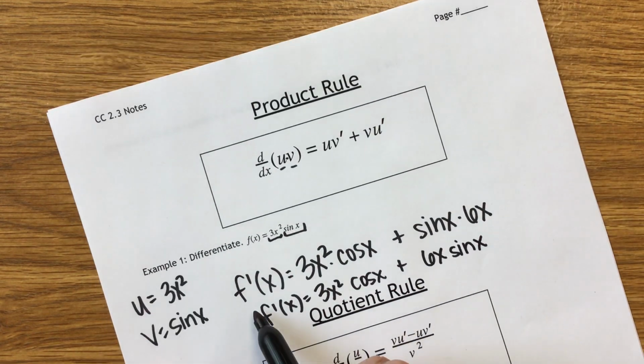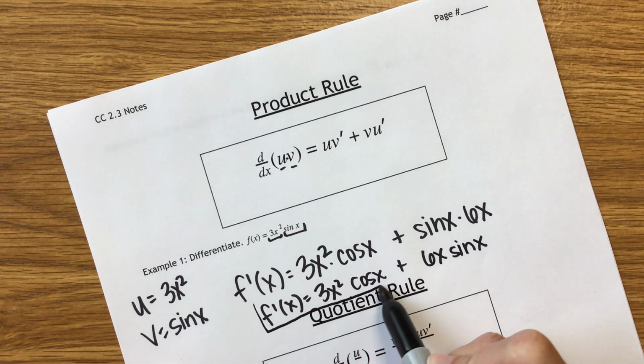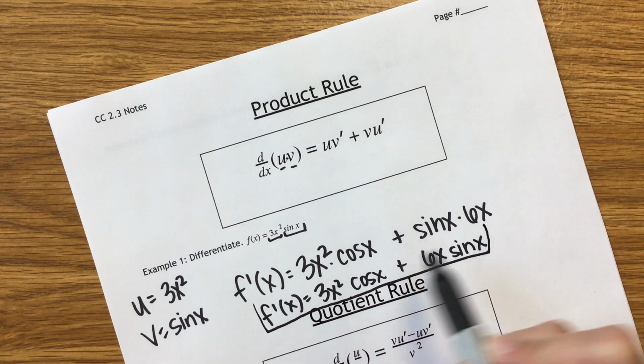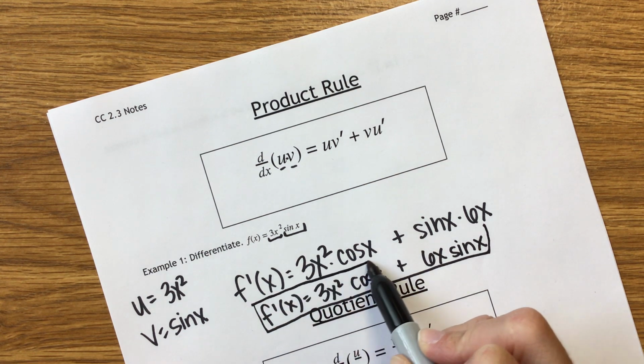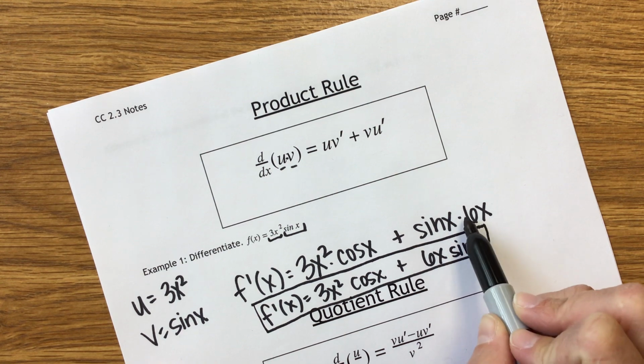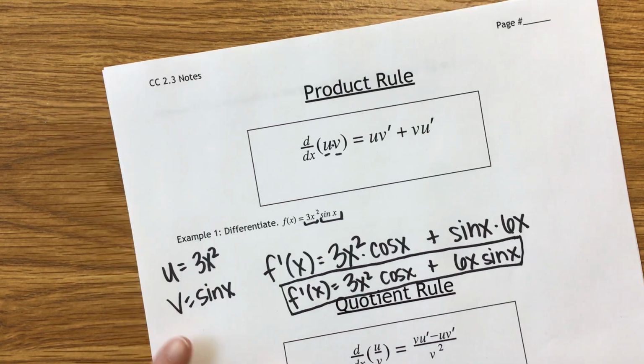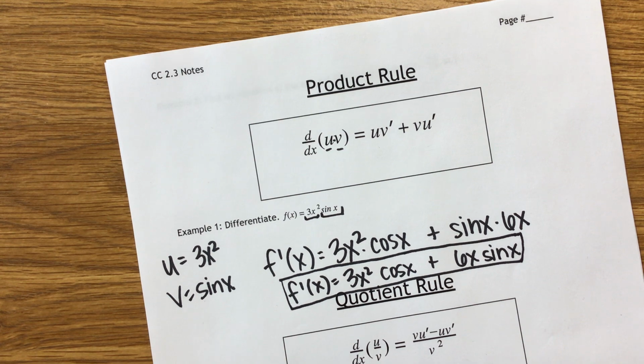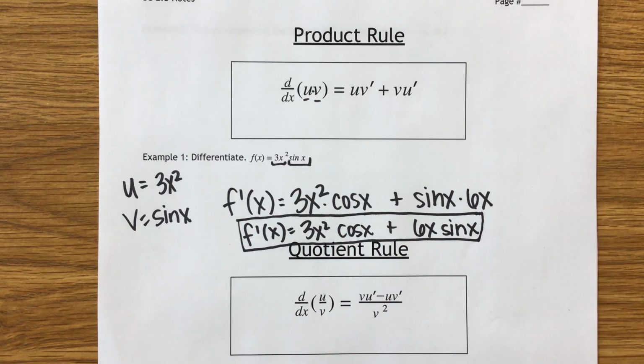And that is just so that your trig function doesn't kind of go into your 6x. You want to keep that separate. So it's easiest to keep it separate to have it after. Oops, and that is the derivative for example 1.